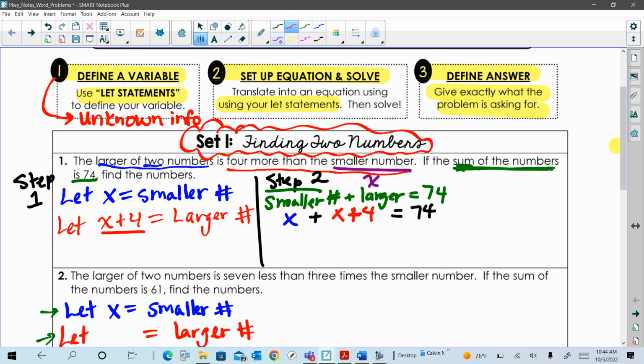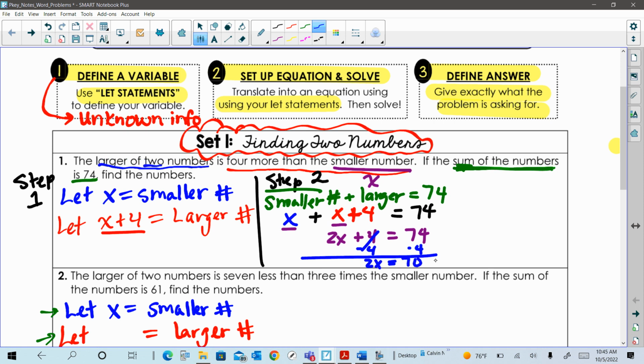To solve the equation, what should we do first? Yeah, combine these x's. So that's really a total of 2x plus 4 equals 74. Then we need to isolate the variable. So I need to do what next? Yeah, minus 4 on each side. We're good. So now we have 2x equals 70.